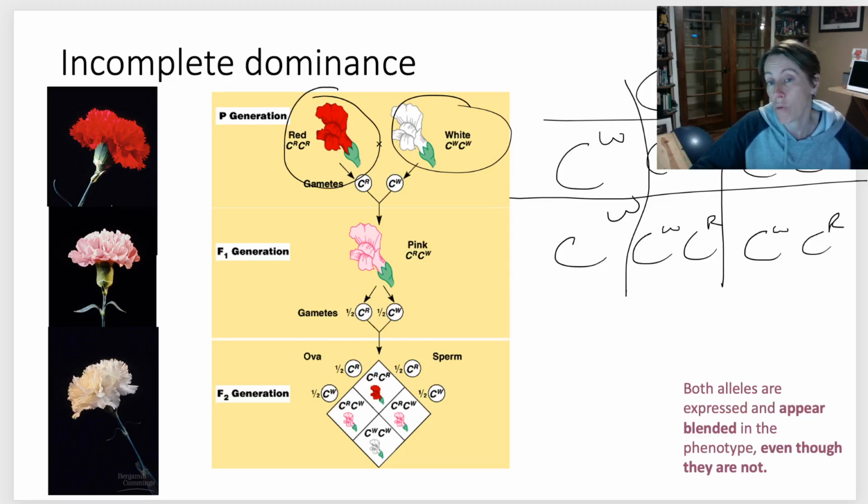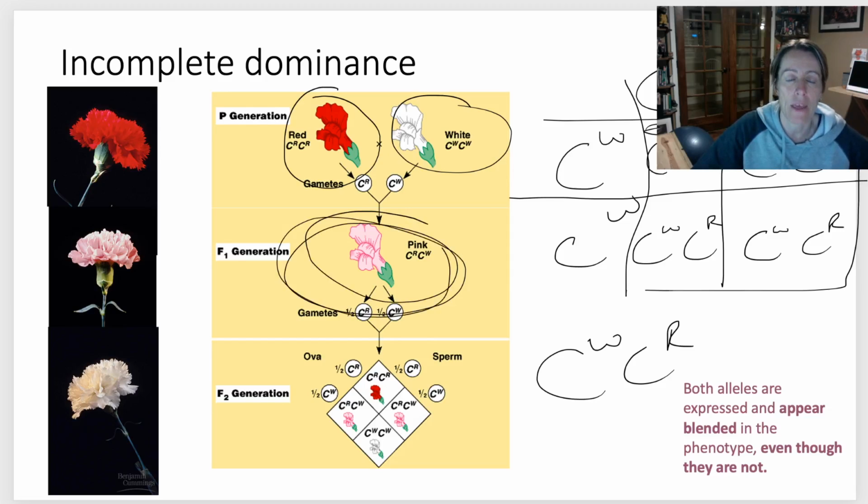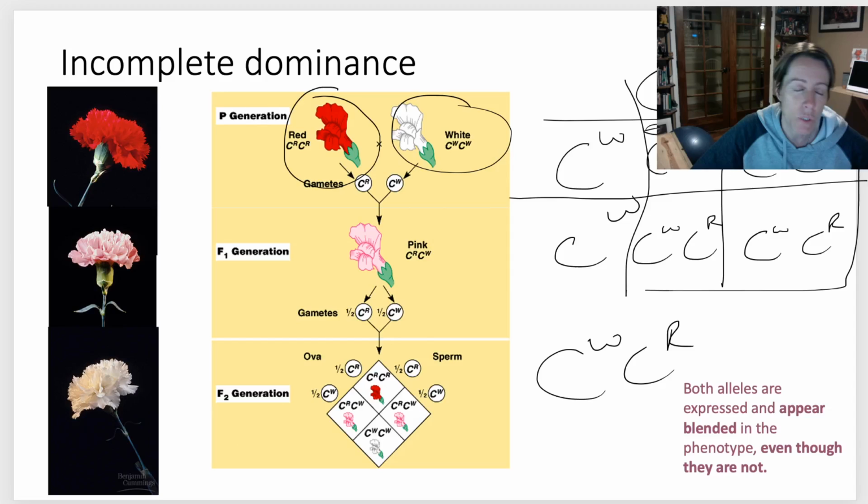Now, if this was a normal relationship between the two alleles and one was dominant, one was recessive, these flowers would either all be red or all be white, whichever was dominant, right? But that's not what you see. So all these babies in here are all heterozygote. They're all CWCR. But when you look at them in real life, they actually look pink. They're not red. They're not white. They look somewhere in between red and white. It's like we've created a new allele, CP for pink, right? But we haven't. We have not made a new allele.